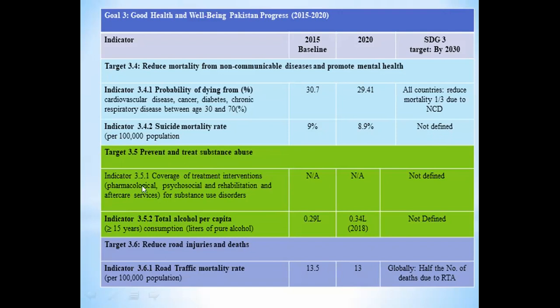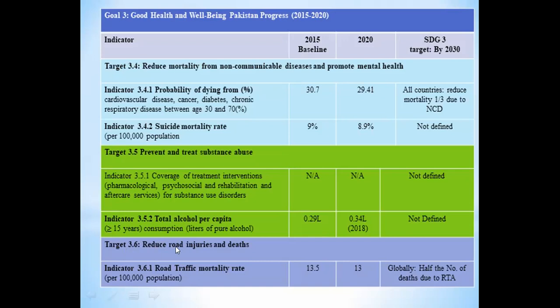Target 3.5 is to prevent and treat substance abuse. Indicator 3.5.1, coverage of treatment interventions for substance use disorders: data is not available. Indicator 3.5.2, total alcohol per capita consumption among those more than 15 years old, is 0.29 liters in 2015 and 0.34 liters in 2018. Data is available, so it has increased and there is no marked decrease.